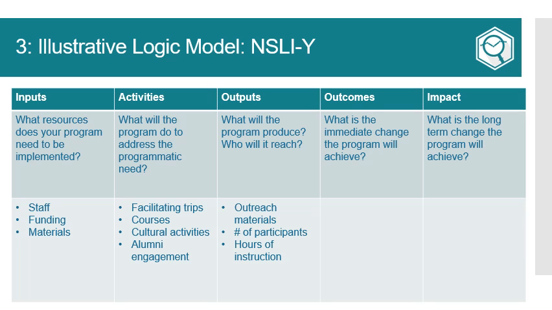Outputs are those tangible materials that the program will produce over the course of its implementation. We include in this number of participants, which is the primary output for many ECA programs. But these also include outreach materials and something like hours of instruction as well. For NISLY, this is going to be the number of participants, hours of instruction or volunteering that they have had during the course of their exchange, and any other outreach materials that the program produces.